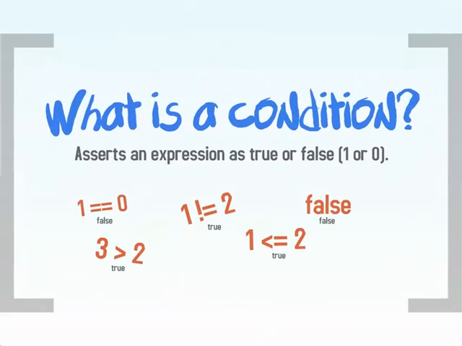So what is a condition? Like I said, it asserts an expression as true or false, as 1 or 0. Remember, true is 1, false is 0. Here are some example expressions. We haven't talked about these operators yet, but we will shortly. Some examples of an expression that would evaluate to false are 1 equals 0, which is obviously false, and the special keyword false for Boolean types. And then we can do some kind of comparative expressions, like 3 is greater than 2. That's true.